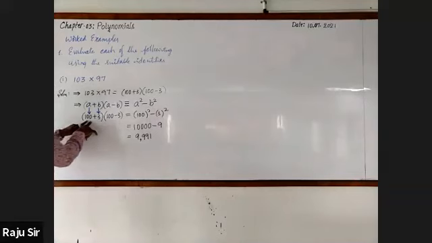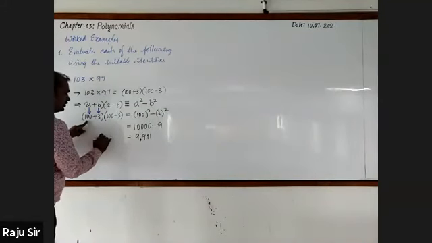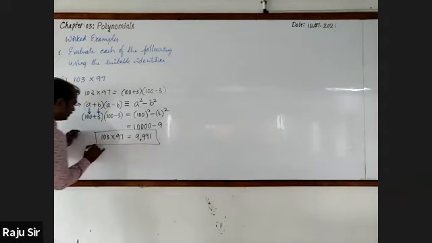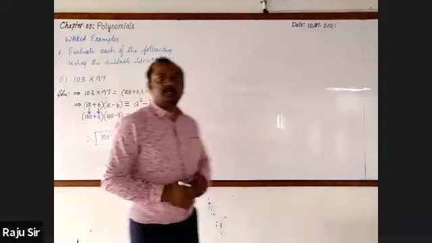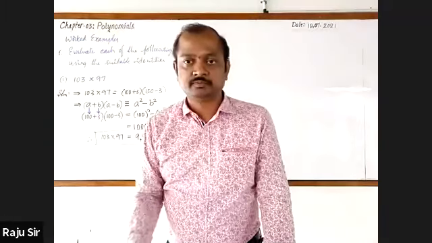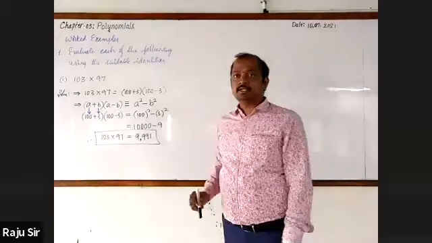Where 100 plus 3 is 103 and 100 minus 3 is 97. So therefore, the value of 103 into 97 is 9,991. Hope that you have understood this.